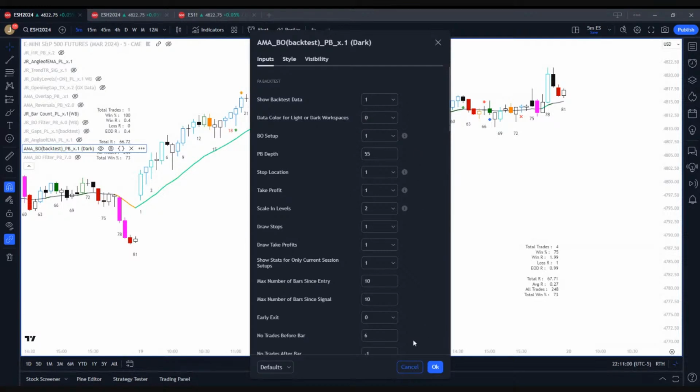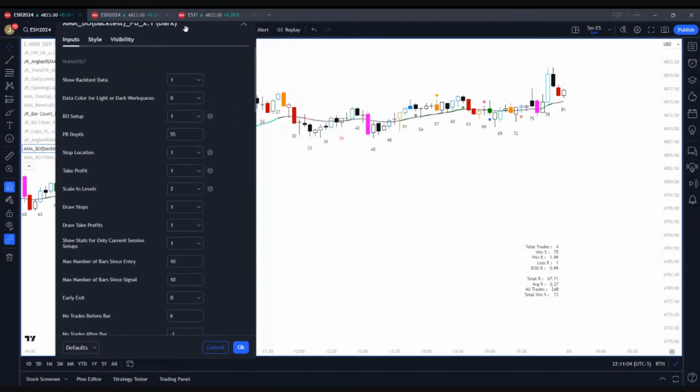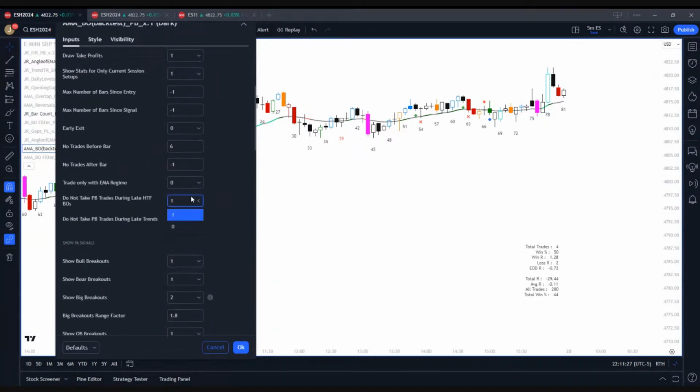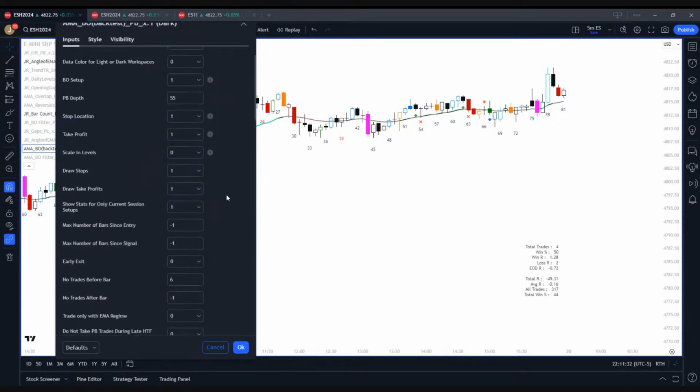One of the first things that we can see is that if you change the pullback depth, even if we zero out all of these other rudimentary conditions here, if we take off the bar since entry and since signal, we'll even turn these off. Okay.